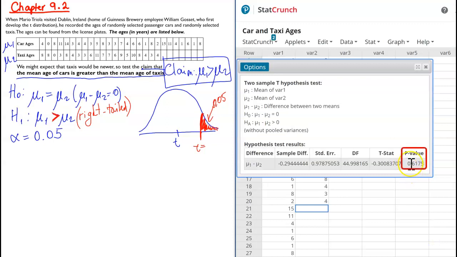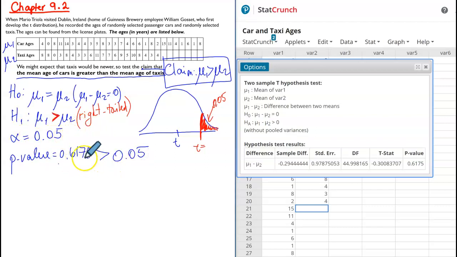P-value is 0.6175. Let's write it down. We can see that p-value of 0.6175 is significantly greater than our significance level of 0.05. P-value is so huge, 61.75%, that it brings our t-statistic to the left side. Actually, this is how huge p-value is.